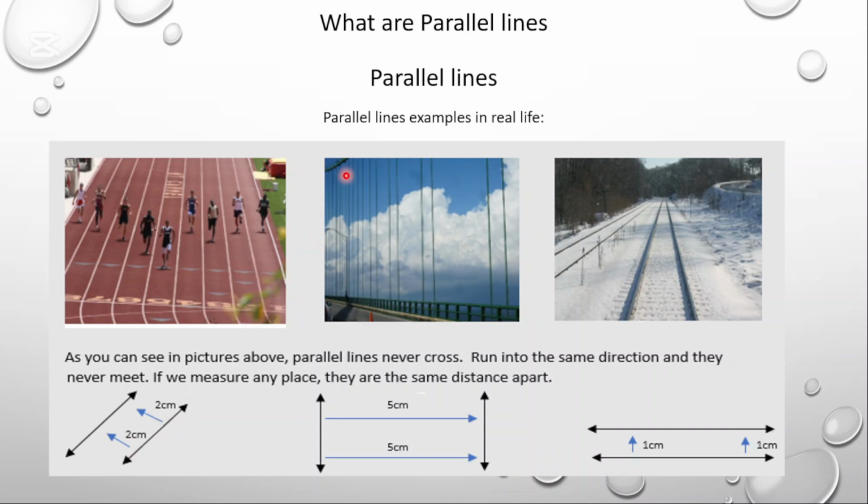The same distance apart. The same over here. Extend this line and they will be 5 centimeters apart, and the same with this example here, 1 centimeter apart, right? So parallel lines are lines that never cross. They run in the same direction and they never meet, right?